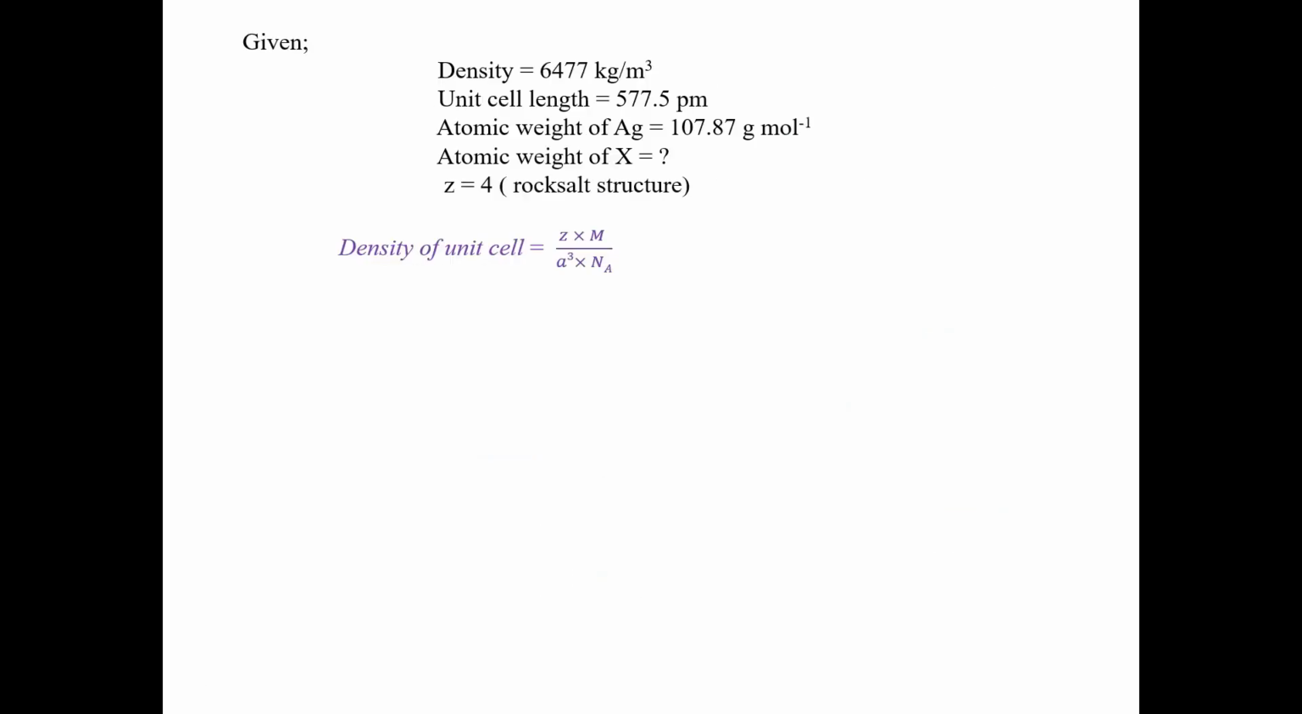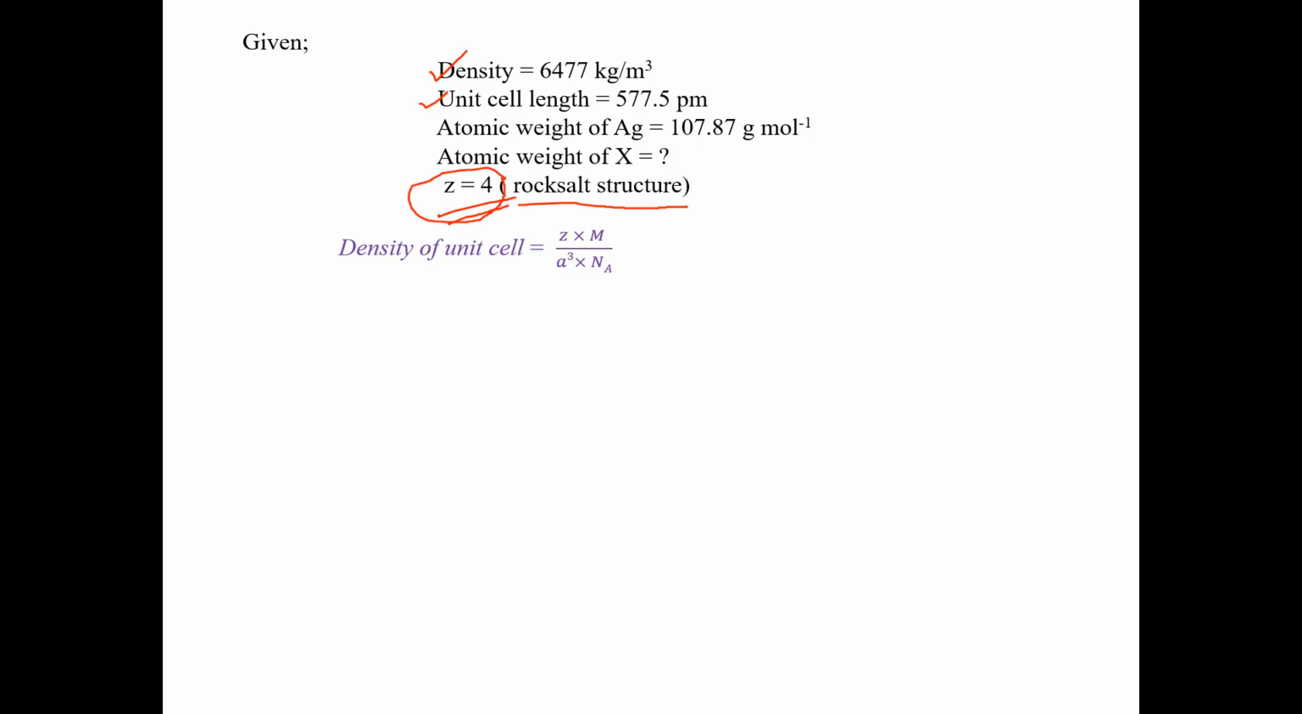The given parameters in this question are density equal to 6477 kilogram per meter raised to 3, unit cell length equal to 577.5 pm, and the atomic weight of silver equal to 107.87 gram per mole. Atomic weight of X, we need to find. And also in the question it is mentioned that it is rock salt structure. From that it is evident that the number of atoms present is equal to 4.